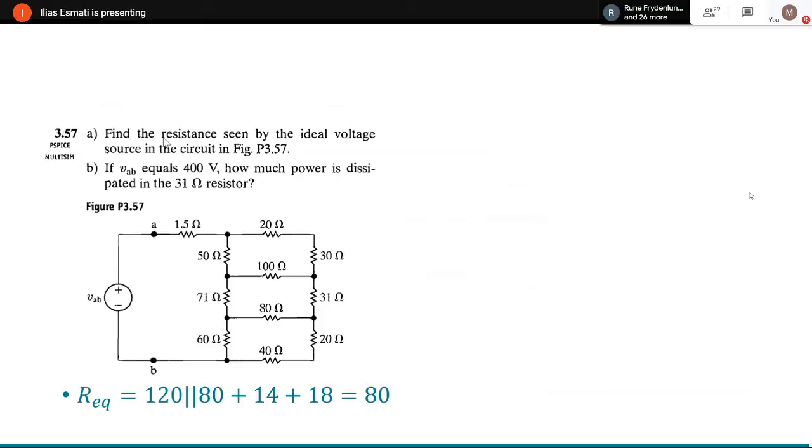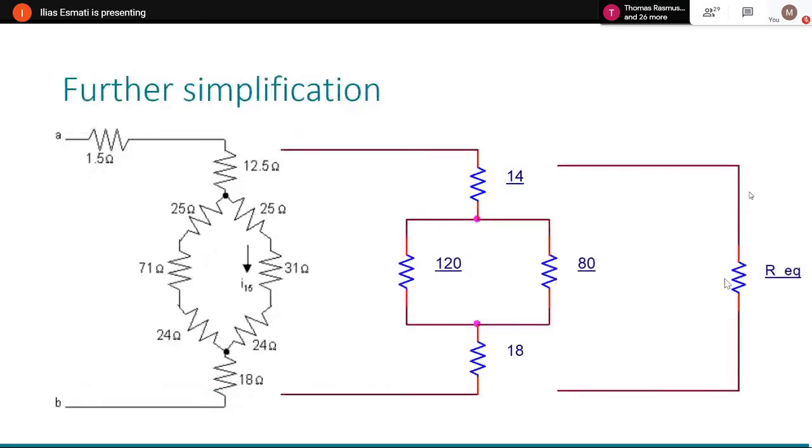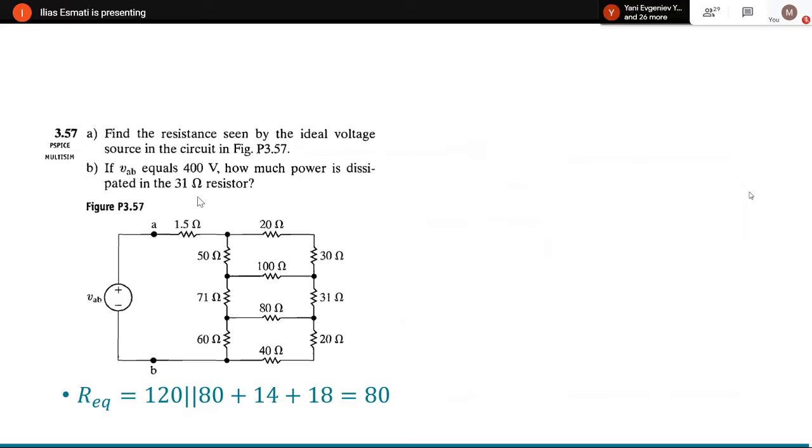Here, find the resistance seen by the ideal voltage source in the circuit. What does it mean? It means that if you are this source and you want to see what this resistor is, for the source, it doesn't matter if it's complicated as this or if it's only one resistor. For the source, it looks like just one. So either one resistor or a complicated circuit as this.